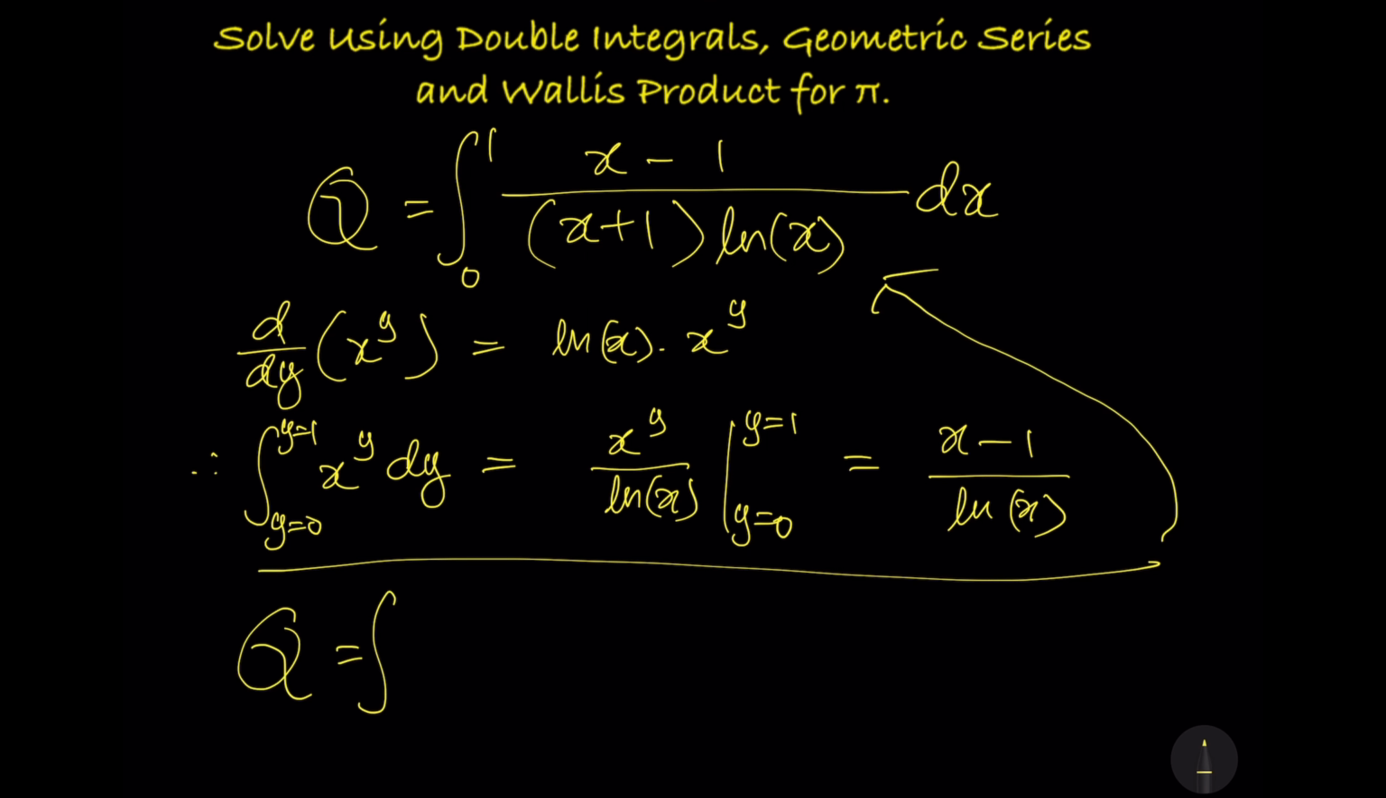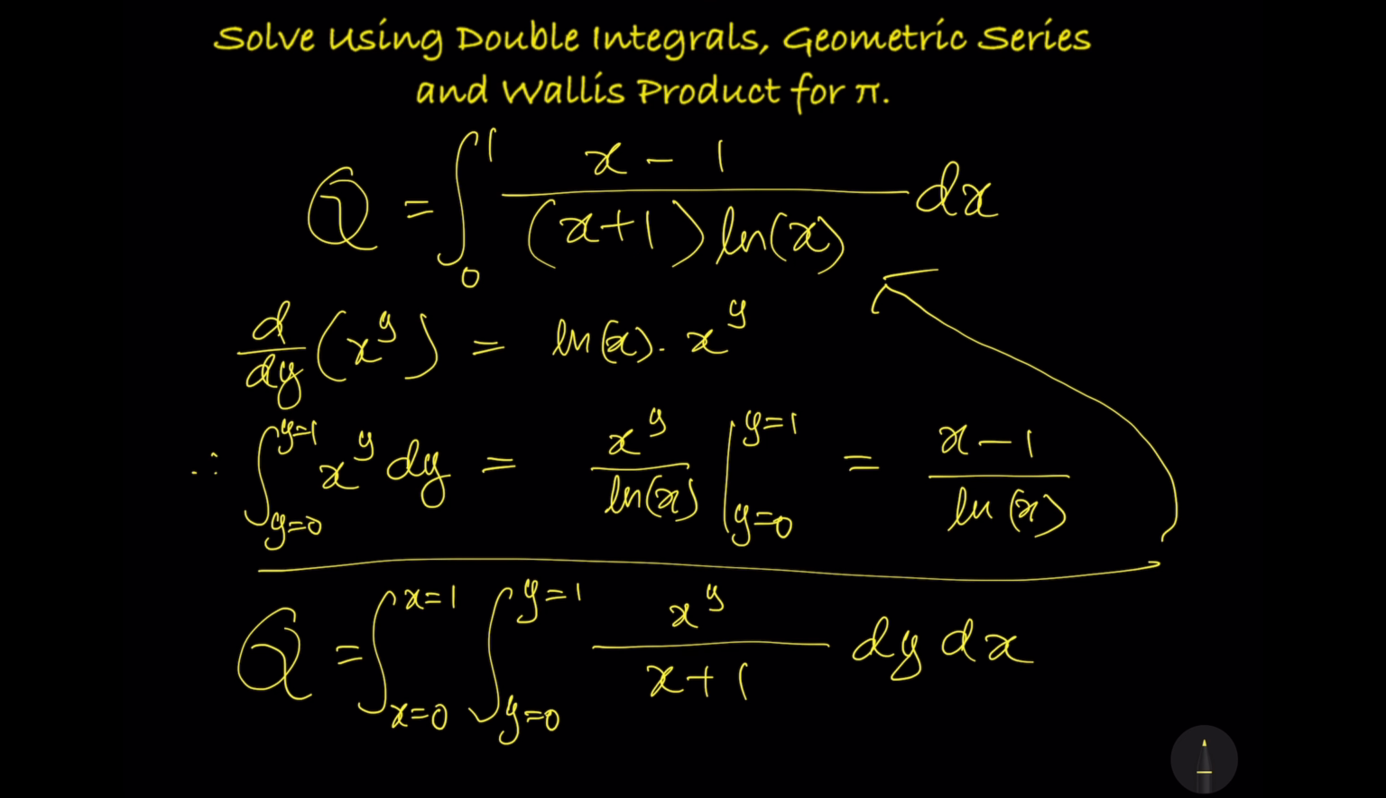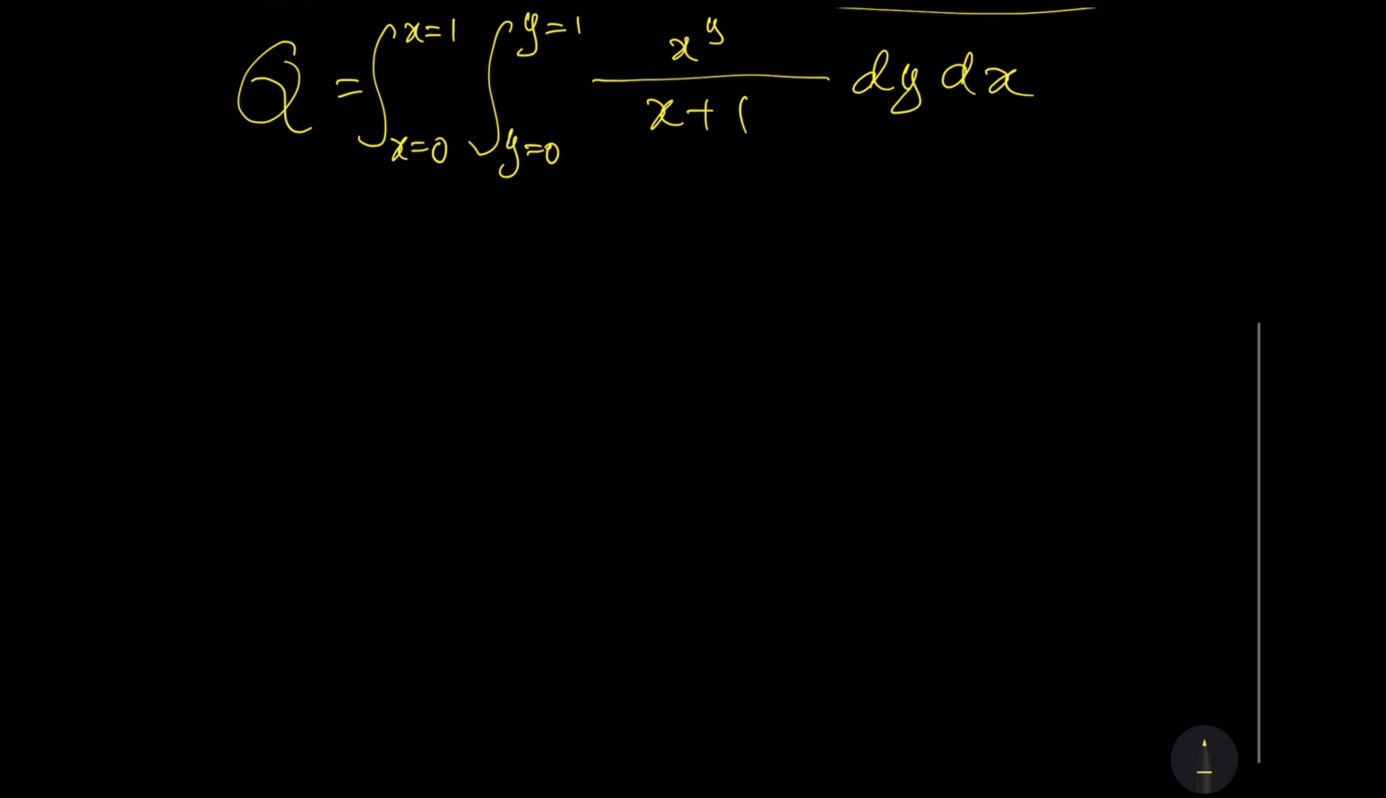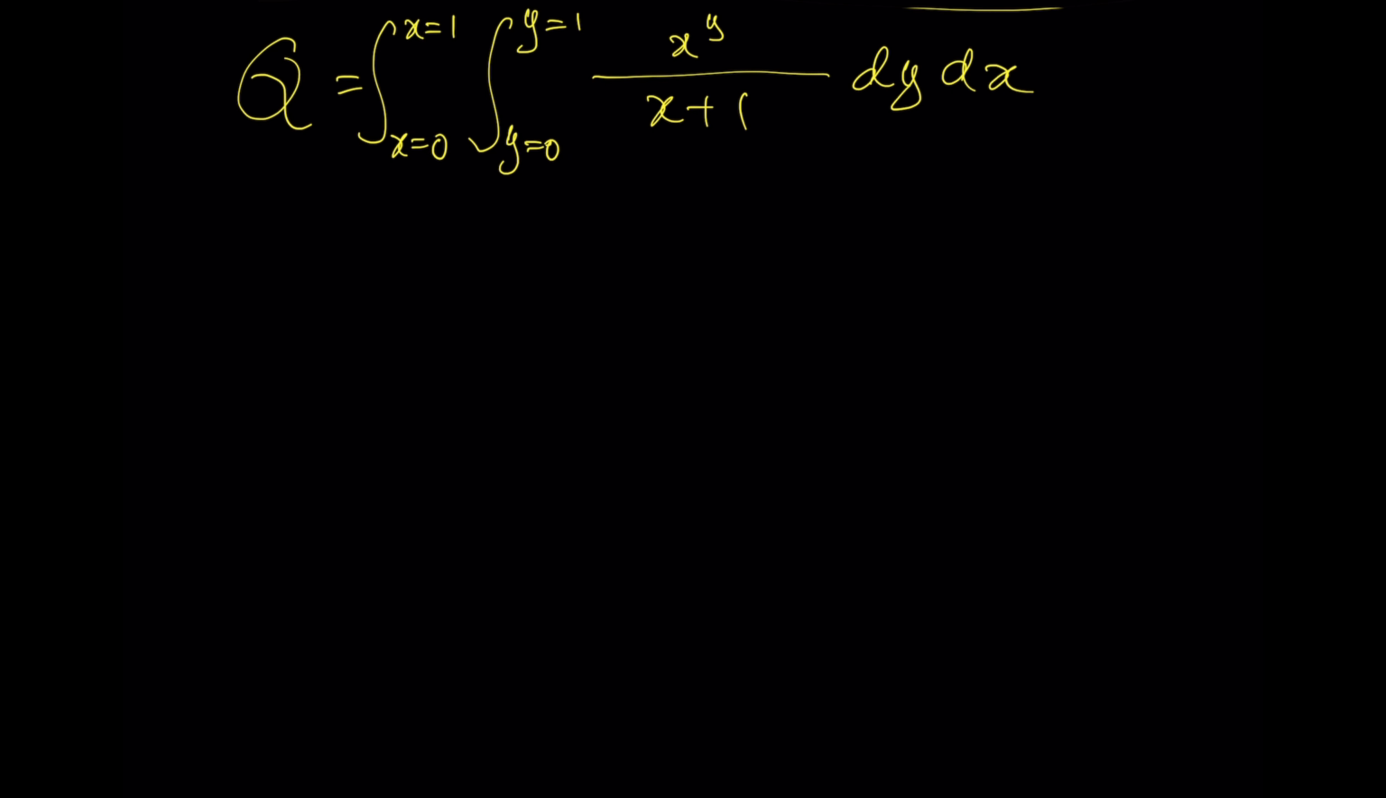Therefore, Q equals the integral from x equals 0 to x equals 1, integral from y equals 0 to y equals 1, of x power y divided by x plus 1, dy dx. It is illogical to solve the dy first, because once we solve the dy, the equation goes back to the original Q. Therefore, it's better we swap the dy and dx. Of course, we need to swap the respective integral bounds for x and y as well.